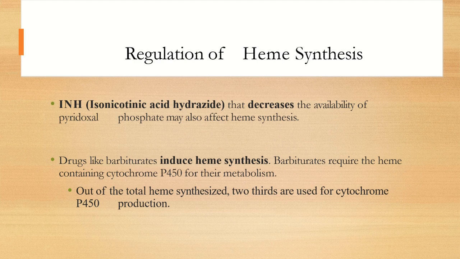Isonicotinic acid hydrazide, which decreases the availability of pyridoxal phosphate, may also affect heme synthesis. And drugs like barbiturates induce heme synthesis. Barbiturates require the heme containing cytochrome P450 for their metabolism. Out of the total heme synthesized, two-thirds are used for cytochrome P450 production.